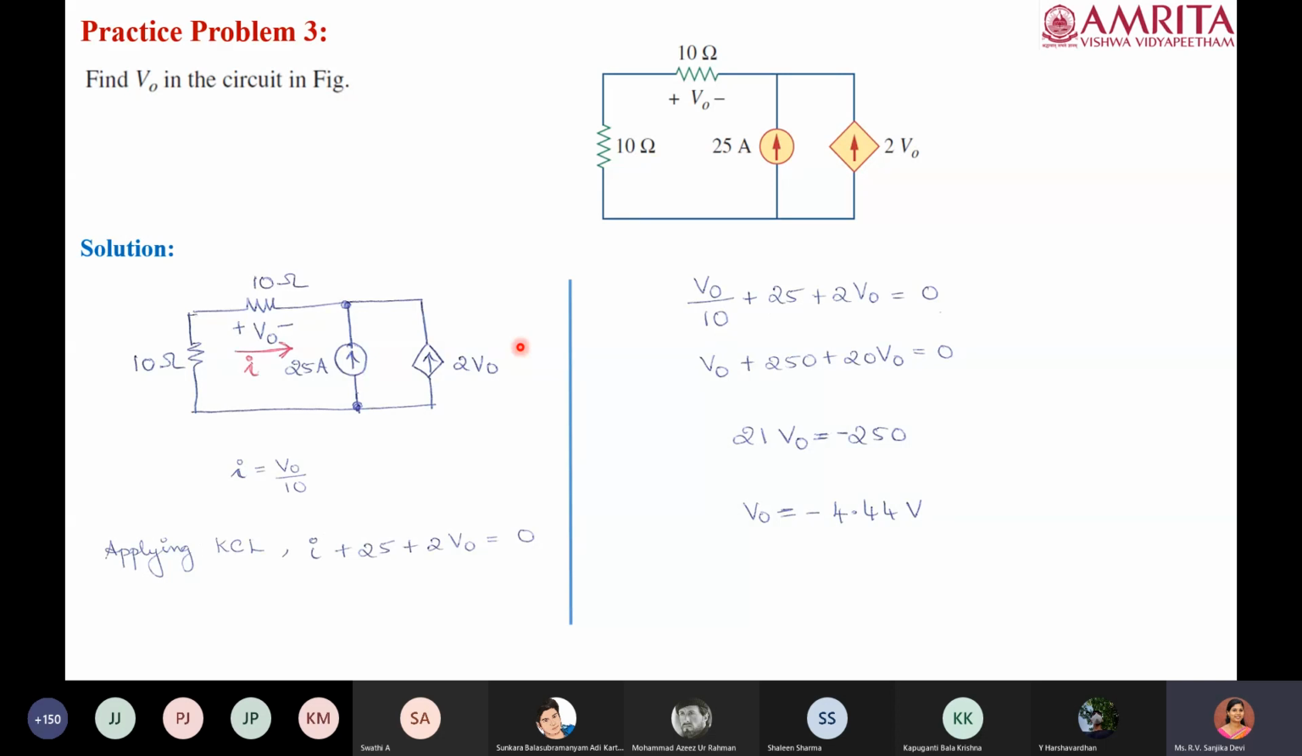Students who have doubts can ask. Ma'am, here they have taken the same resistor value, so you took I equal to V naught by 10. In case they take different resistors, like 10 and 5? Yes, I'll tell you. I think you asked me the same doubt previously also, right? So let us assume, which resistor do you want?